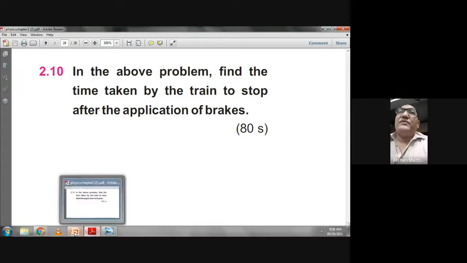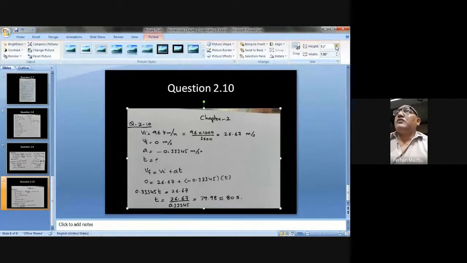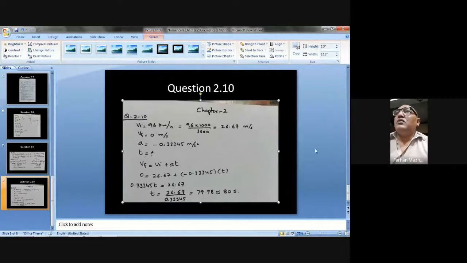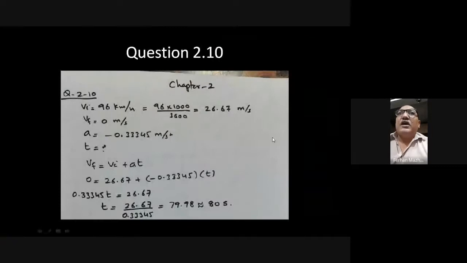So let me show you my work. Okay, better. So here we go. Question number 2.10. Initial velocity is 96 kilometers per hour. The final velocity is 0 meters per second. I have shown here that I converted kilometers per hour into meters per second. You multiply by 1000, divide by 3600, and this velocity will be 26.67 meters per second. The final velocity is 0 meters per second.